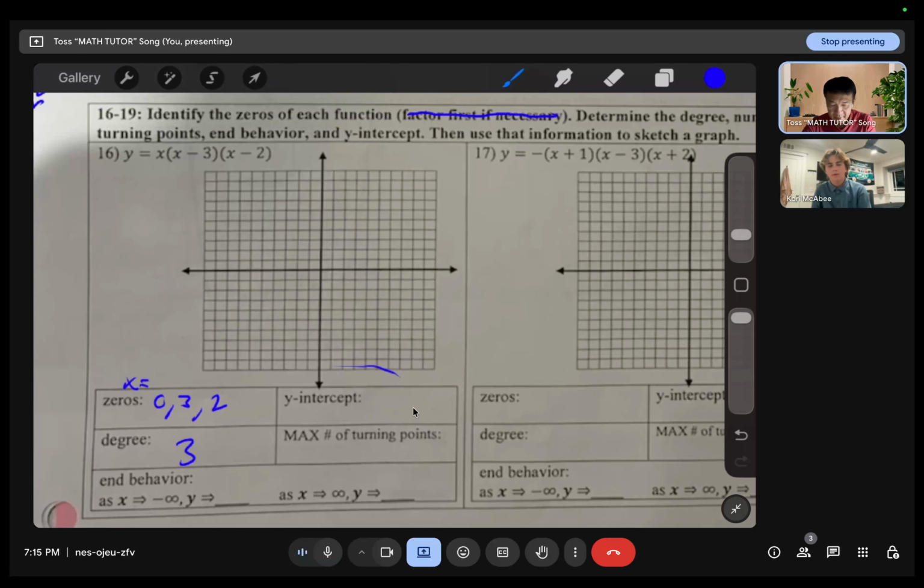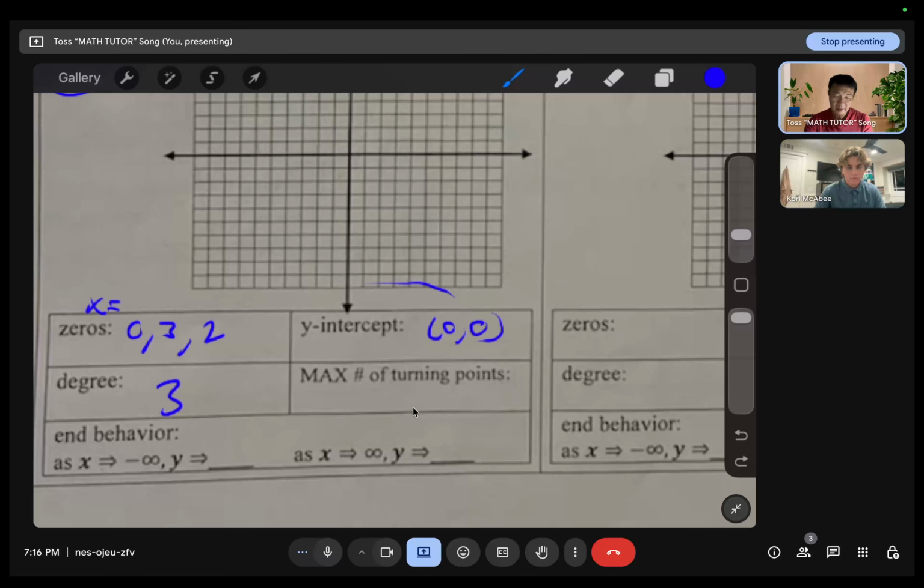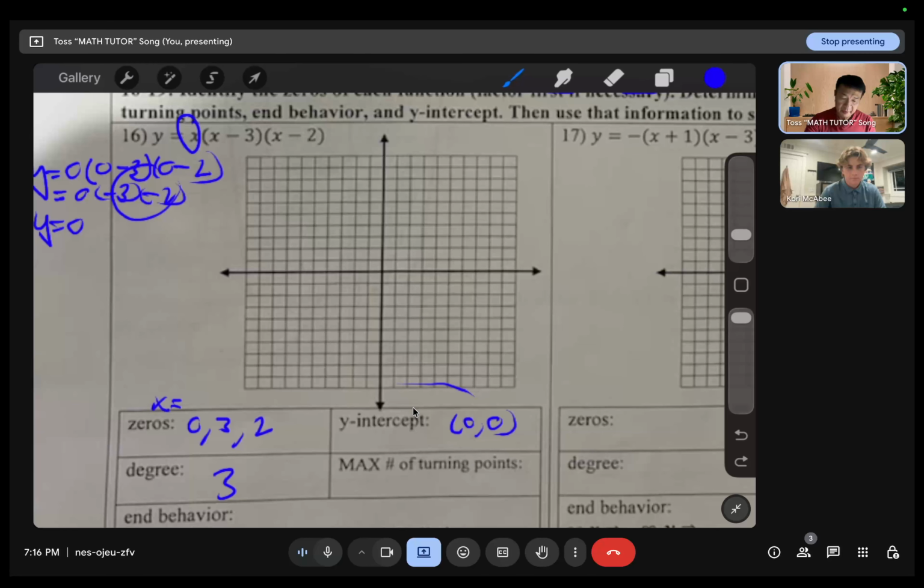Max number of turning points. Okay, if you wonder what that means, like how many turning points that is max, let me give you an example. This is not the graph. I'm just going to sketch it. I'm making this up. So okay, I'll make it like this.